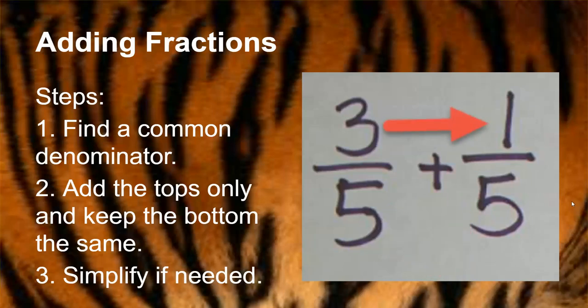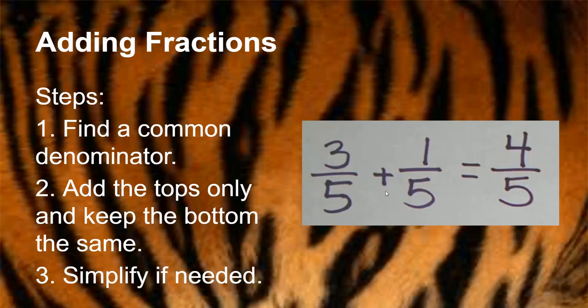Next, add the tops only and keep the bottoms the same. So all you have to do is 3 plus 1, and that gets you 4/5 because you keep the bottom the same. It doesn't need to be simplified, so you're done. And that's your answer.